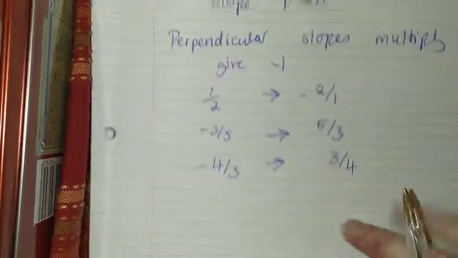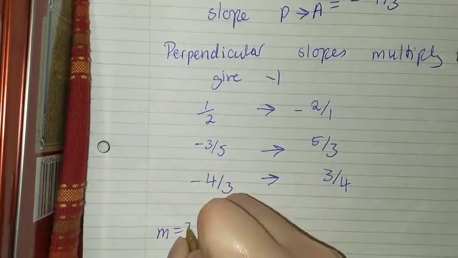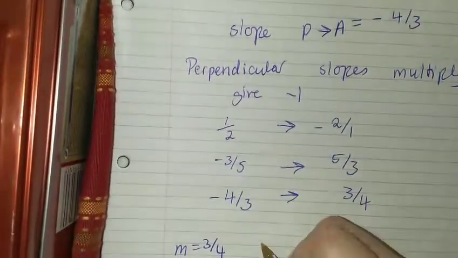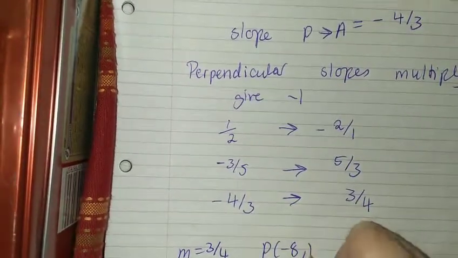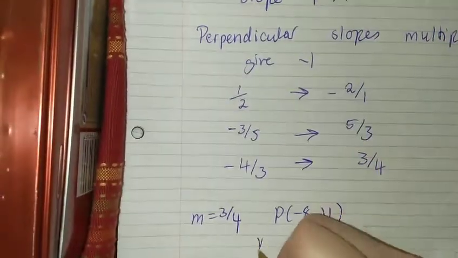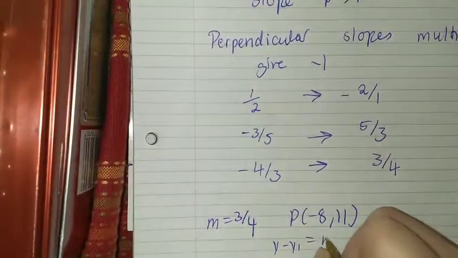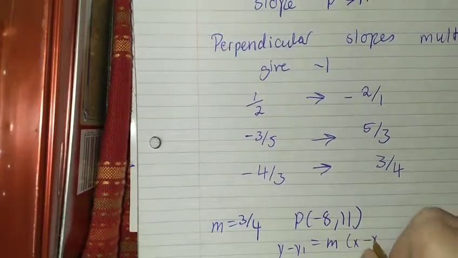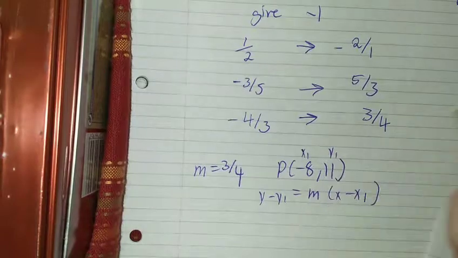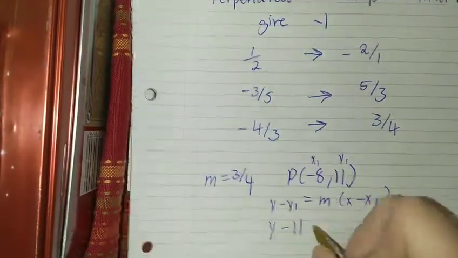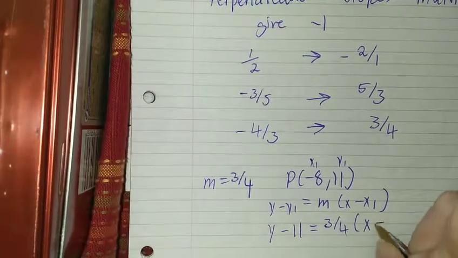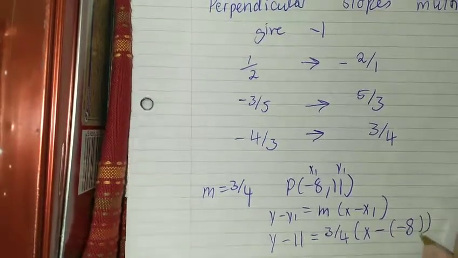So the slope of my tangent is going to be 3/4, and the point that it goes through, I was told it goes through P, so it's -8, 11. So I'm going to use this formula here. y minus y1 is equal to m(x minus x1). So this is m and this is x1, y1. So y minus 11 is equal to 3/4 (x minus x1), so -8.